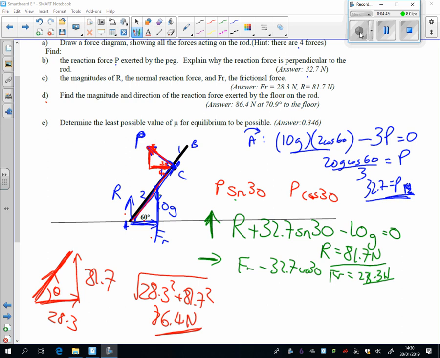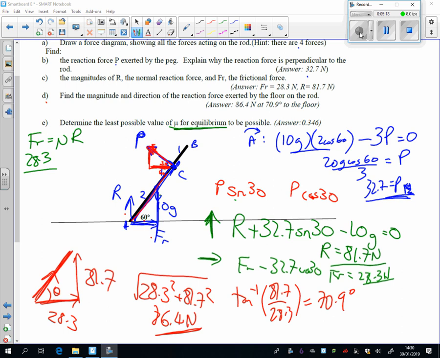The angle is the angle there. To find the angle, I'm going to do the inverse tan of 81.7 divided by 28.3, and that gives the angle you're looking for, 70.9 degrees. And the very last bit, like we've done before, find out the least possible value of mu, and so I'm going to use friction equals mu times R. The friction we've been using is 28.3, and divide by R, which is 81.7, and that gives you the 0.346 that you're looking for.